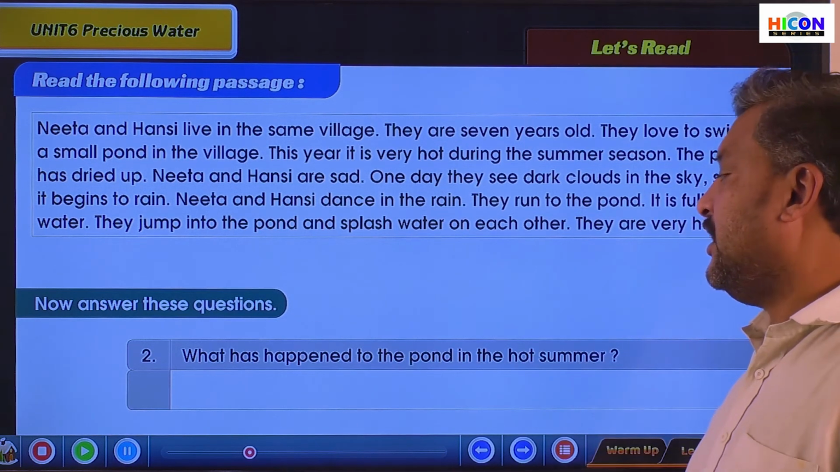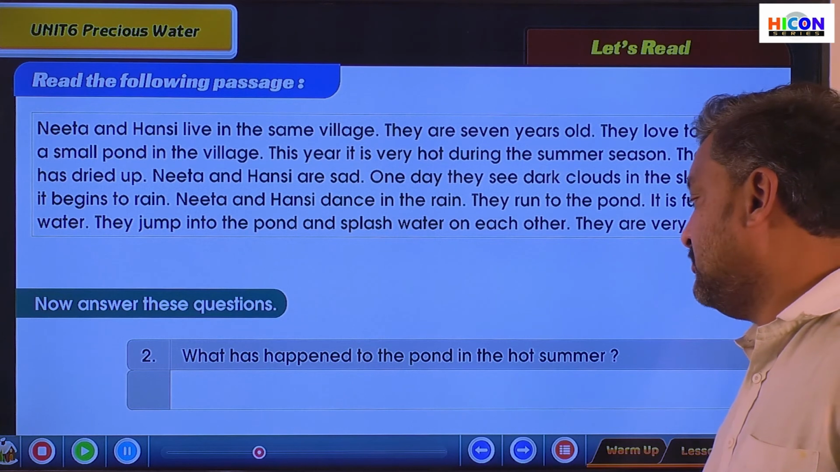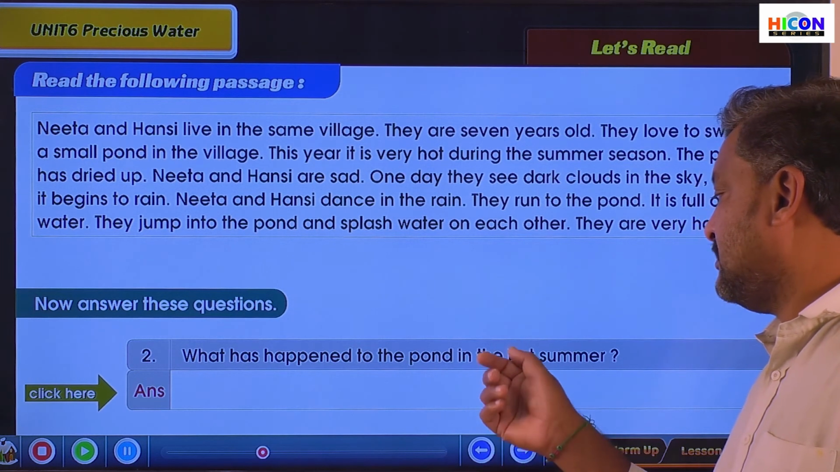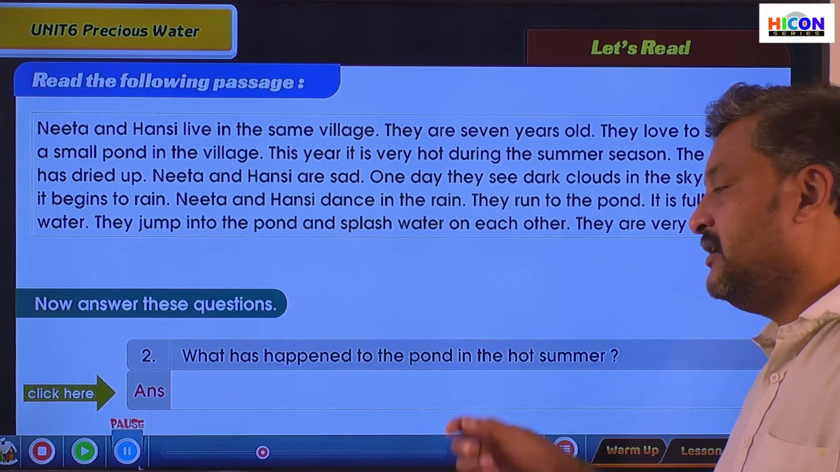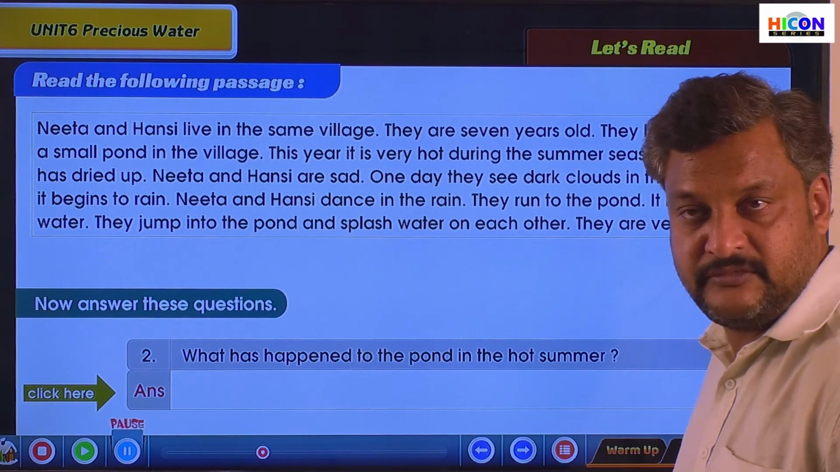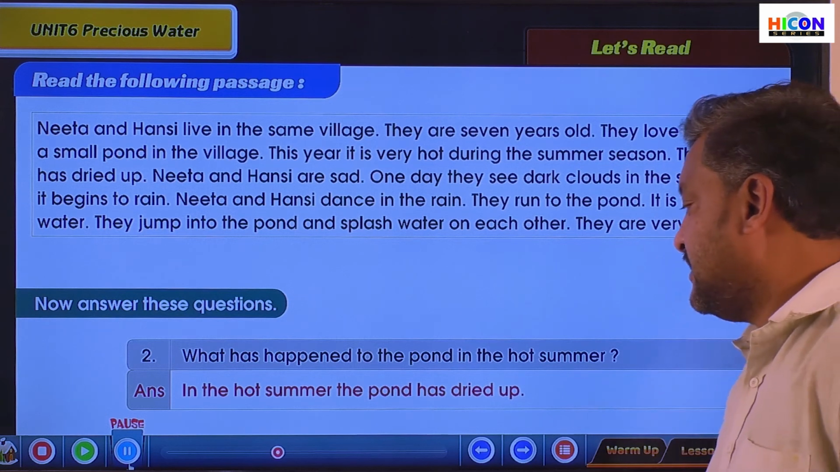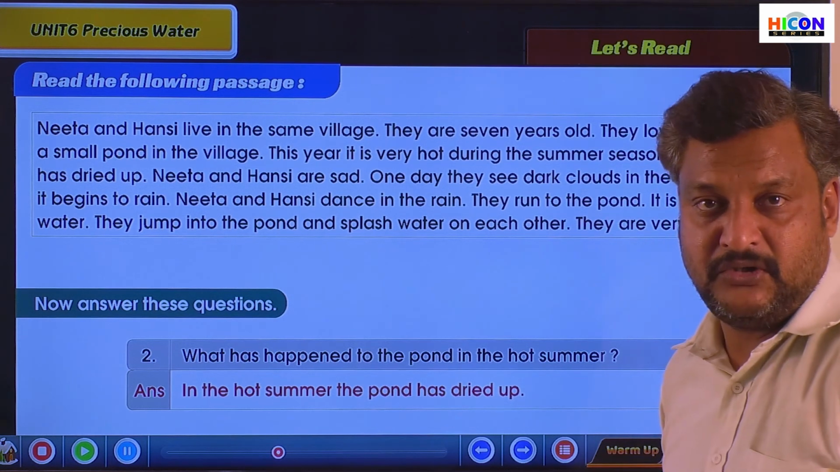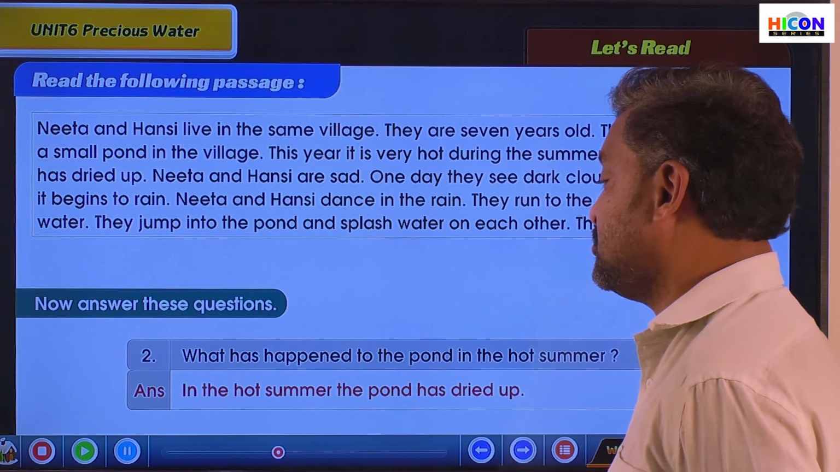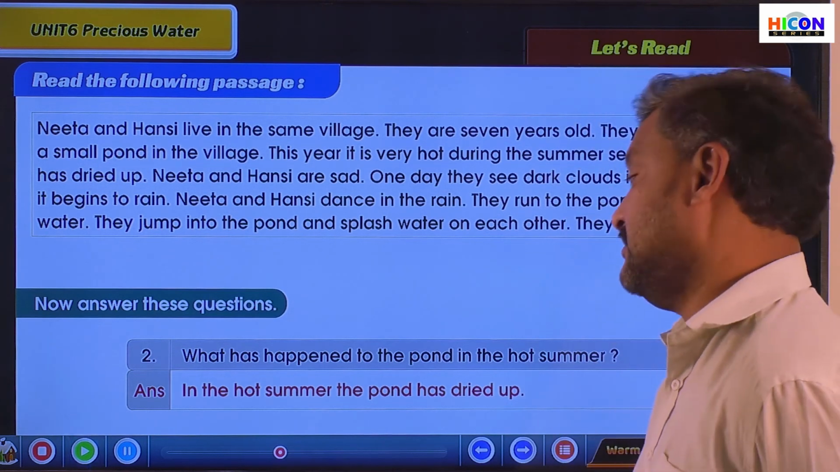Second question. What has happened to the pond in the hot summer? So we have seen that the summer was very hot and something has happened to the pond. Right? What was that? In the hot summer, the pond has dried up. The pond got dried up in the extreme heat of the summer sun.